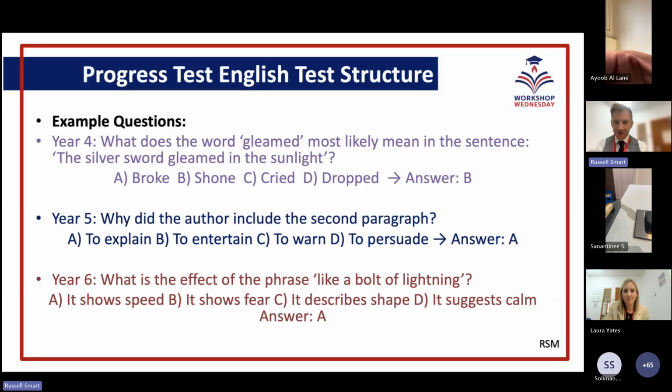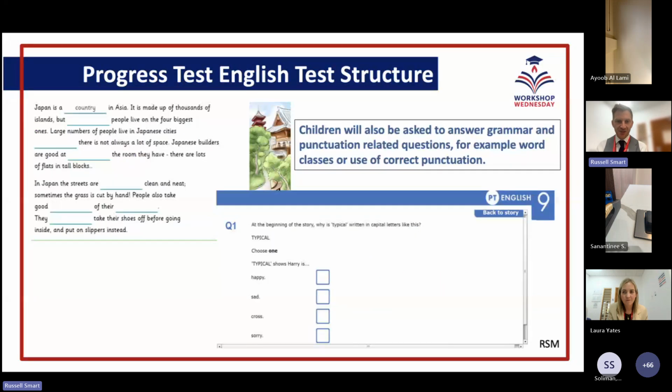Did you get them right? No judgment if you got them wrong. You can see just by nature of the multiple choice questions that if a child's really struggling, we always say to them, just make a good guess. Make a good guess at it.